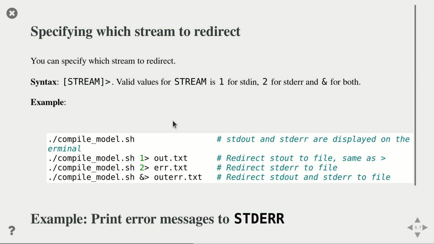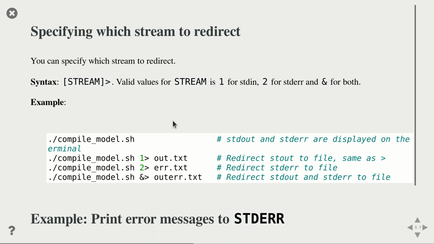Okay, so let's say you have a script that compiles your model. In this first example here, you redirect only the standard output. In the second example, you only redirect the standard error to a text file. In the last example, you redirect both.